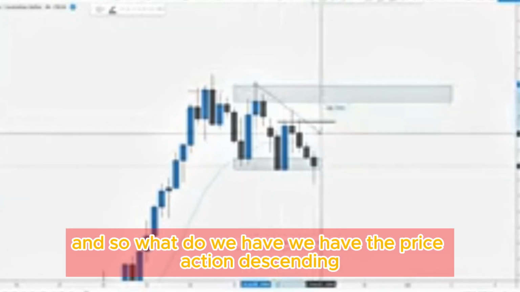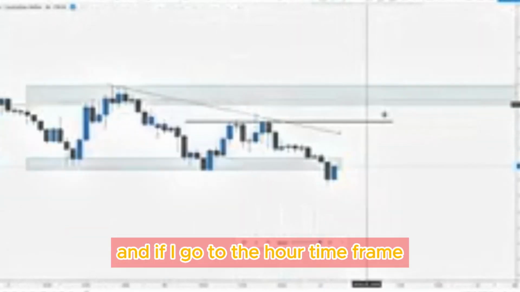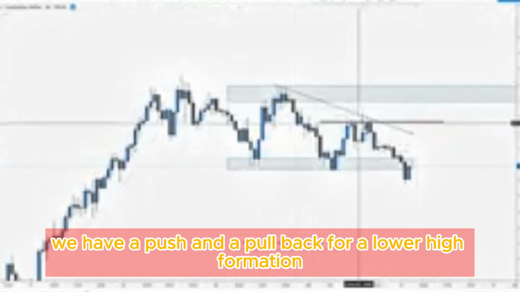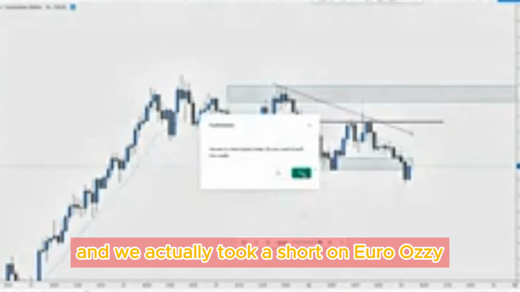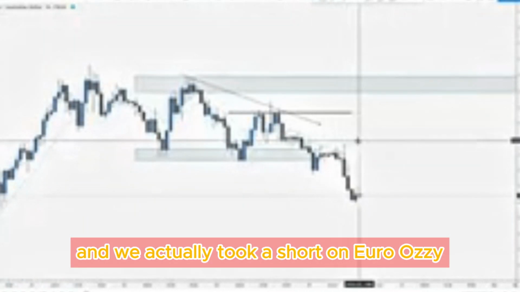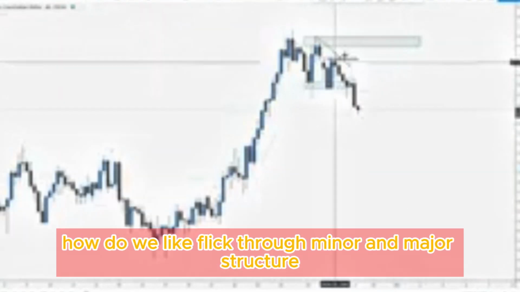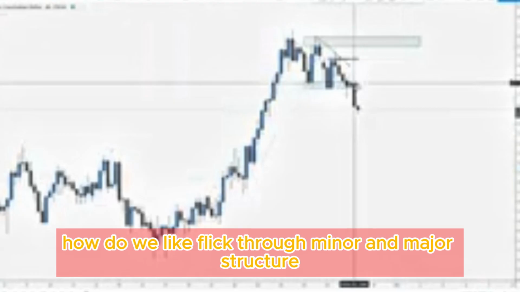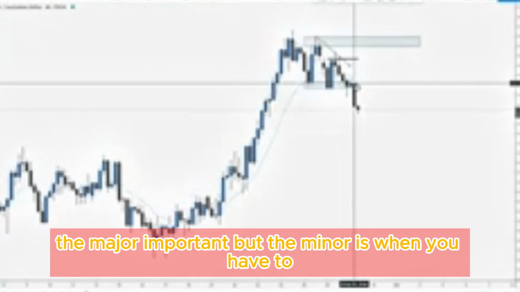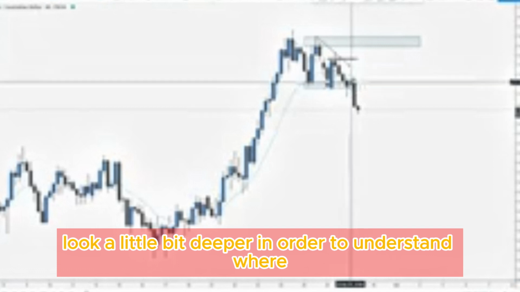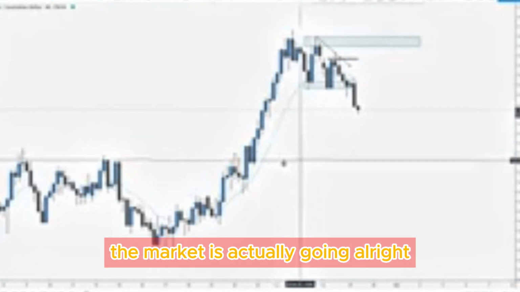And so what do we have? We have the price action descending, and if I go to the hourly time frame, we have a push and a pullback for a lower high formation, and we actually took a short on Euro Aussie. Alright? I hope it's making sense by now. How do we flick through minor and major structure? The major is important, but the minor is when you have to look a little bit deeper in order to understand where the market is actually going.